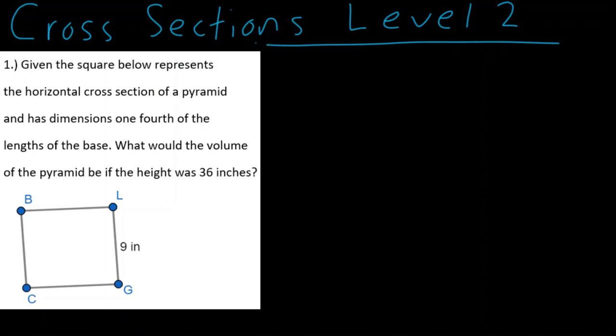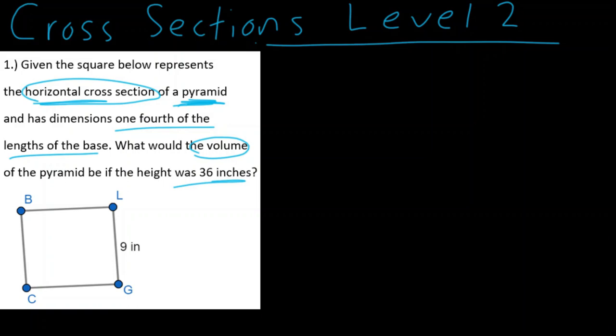Now, given the square below represents the horizontal cross section of a pyramid. In our very last video I told you that whenever you have a horizontal cross section of a prism or cylinder, it's always the base. But in this case, this is not a prism or cylinder, it's a pyramid. And so with pyramids or cones, you have to be a little bit careful. It has dimensions 1/4 of the length of the base. What would the volume of the pyramid be if the height was 36 inches?